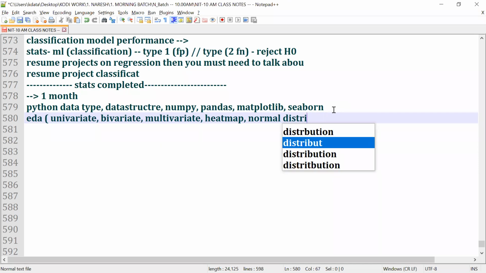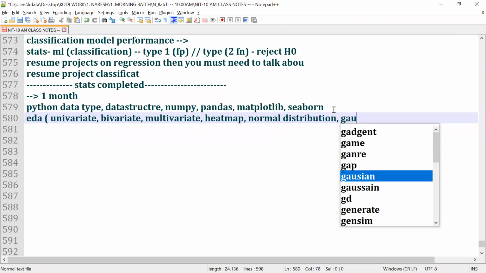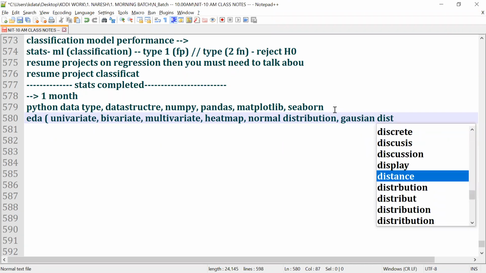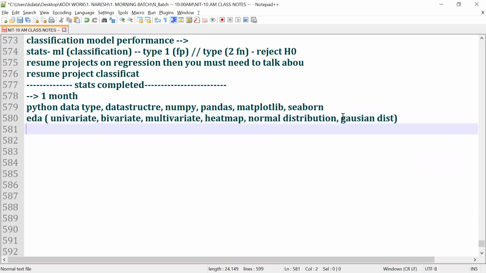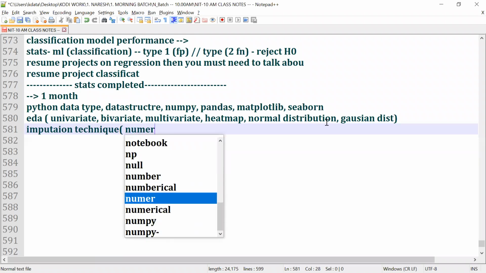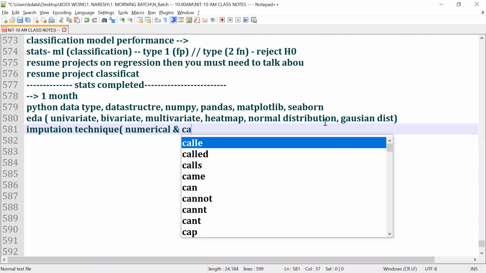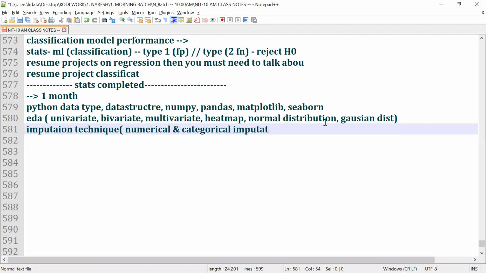And Gaussian distributions, both are the same, right? Gaussian distributions, and what else, guys? And imputation techniques. Yeah, imputation techniques. Did we complete this one or not? What is this? Numerical imputations and categorical imputations. Actually, there is no theory for all those things. The project list I'm giving you is just 14 only, not more than that, guys. 1 month, 14, that's okay. Now imputations we are done. What else, guys?